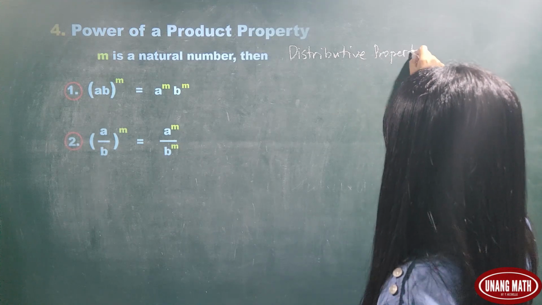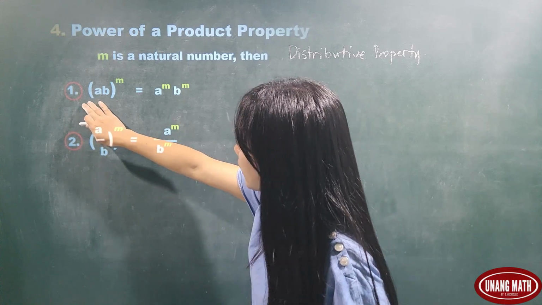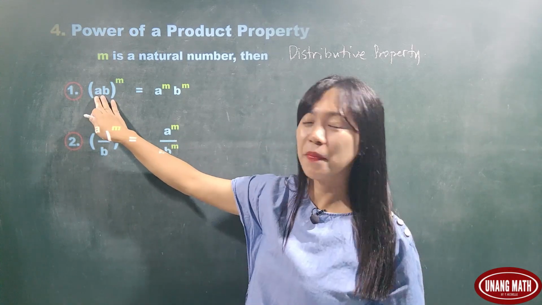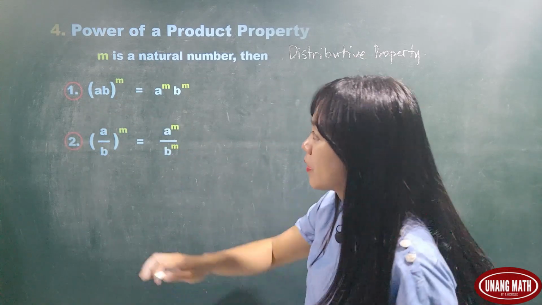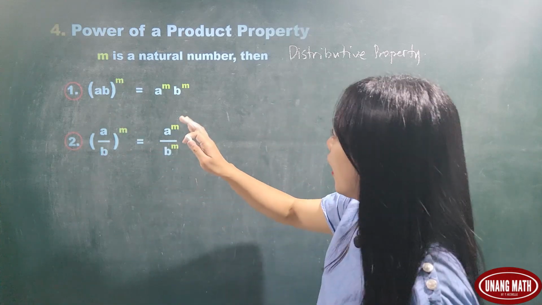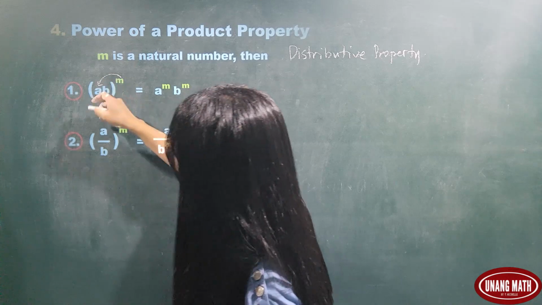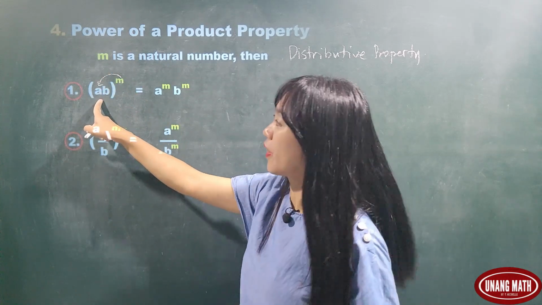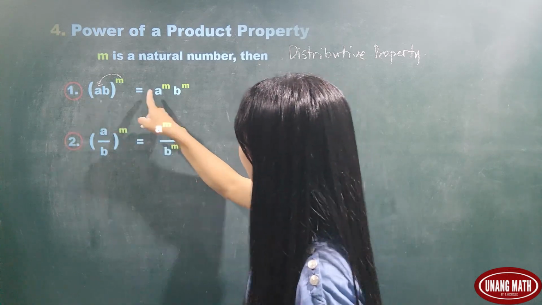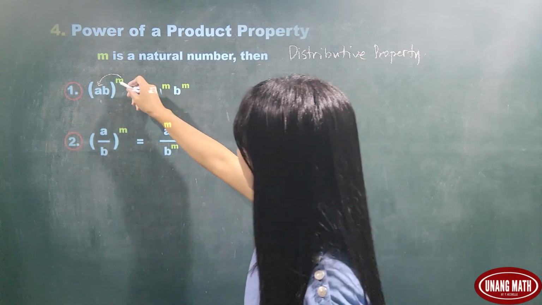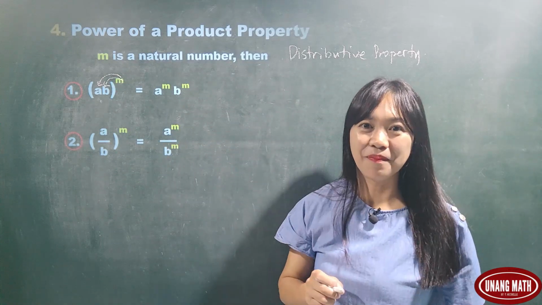Okay, example. In our first example here, (ab) inside the parenthesis is raised to the power of m. m is our exponent. So this exponent, we have to distribute to each number in the parenthesis. So we have a raised to the power of m and b raised to the power of m.